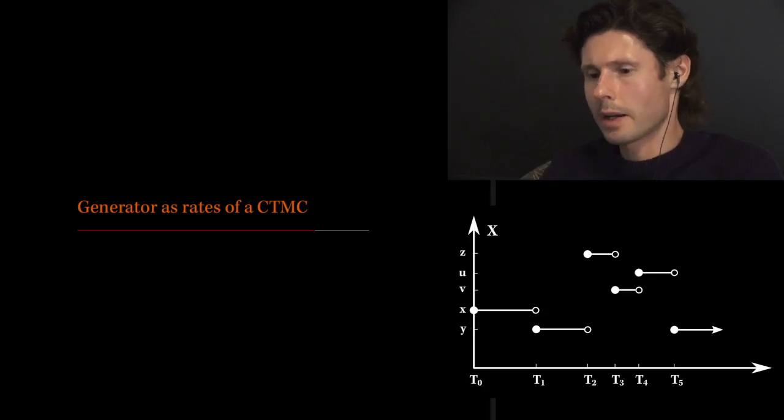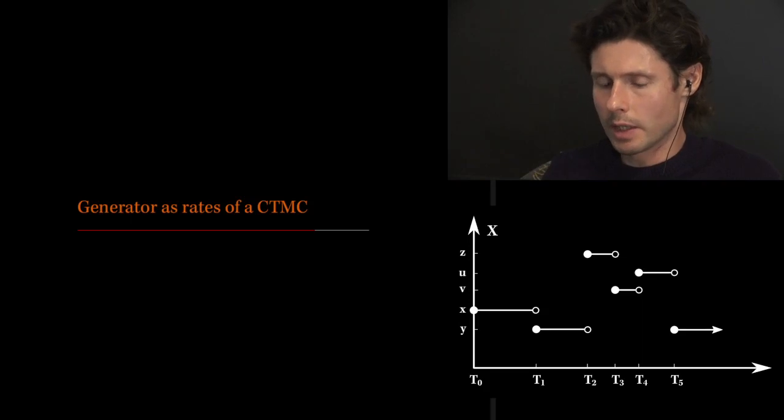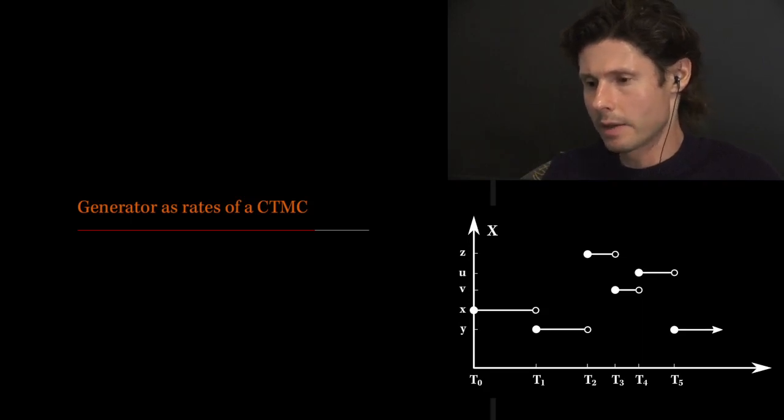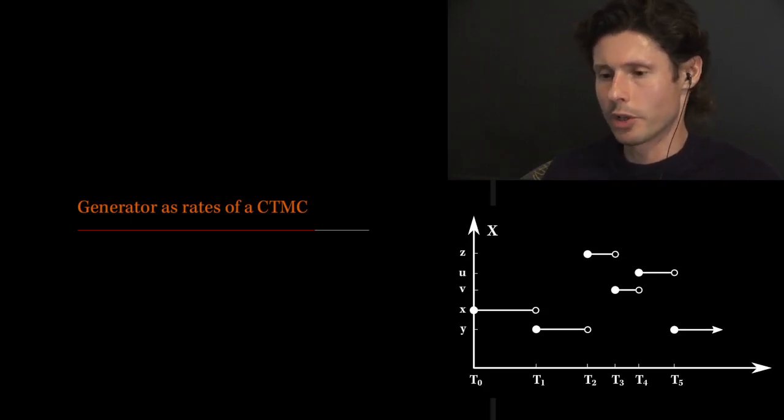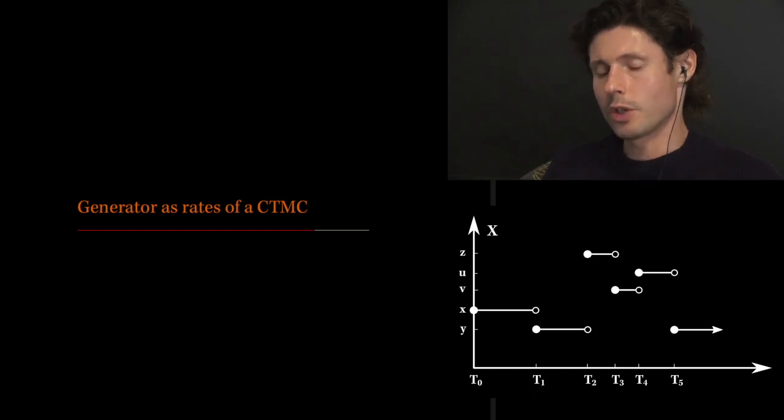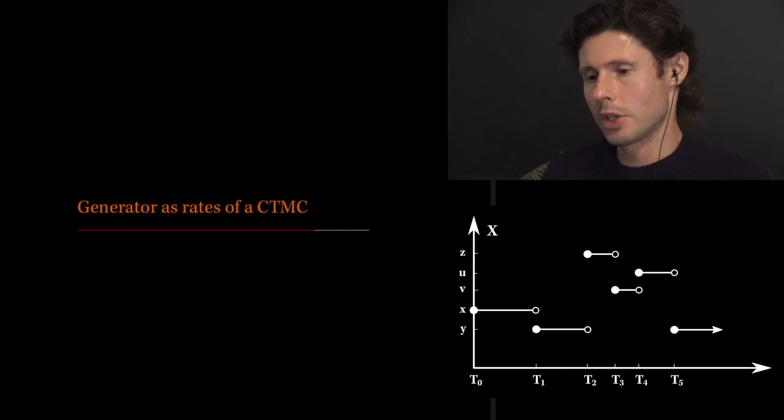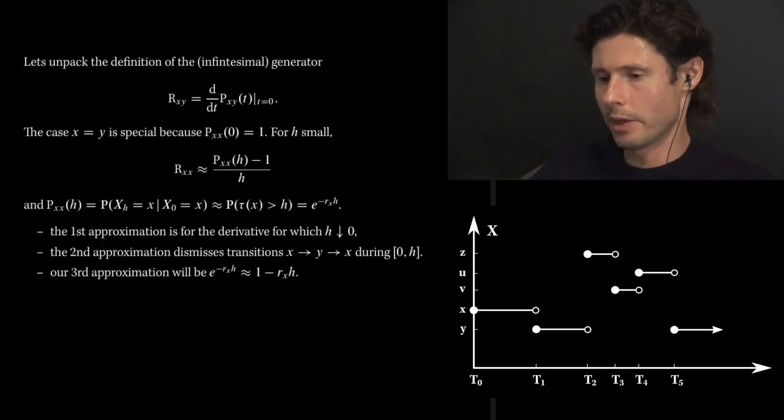Let's try to unpack the meaning of the generator in terms of the rates of the continuous time Markov chain. So we had this definition of a continuous time Markov chain in terms of rates at which it transitions out of any particular state, and in terms of the embedded chain that takes it to the next state. So let's try to relate the generator to that definition.